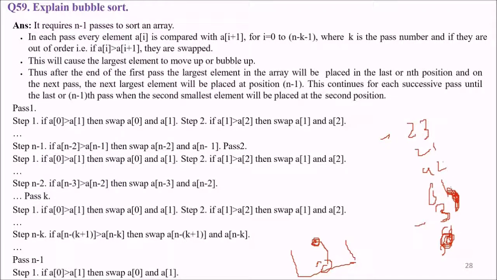Let us see 42 and 61. 61 is greater than 42, so now 61 and 42 will be swapped. 61 will come here and 42 will come here. Now these two will be compared, 61 and 21. 61 is again greater than 21, so they need to be swapped. 61 will come here and 21 will come here.